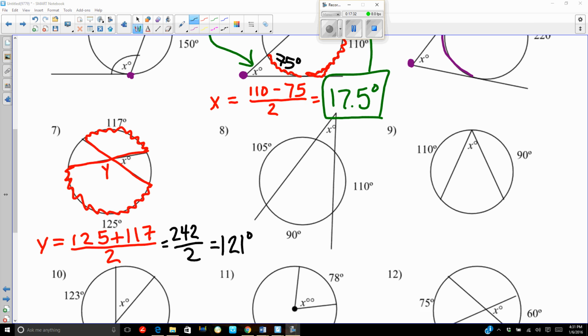So I can double check my math to make sure that is correct. Make sure you're doing these problems too. The more you practice, the better you get at them. So that angle right there, y, is 121.